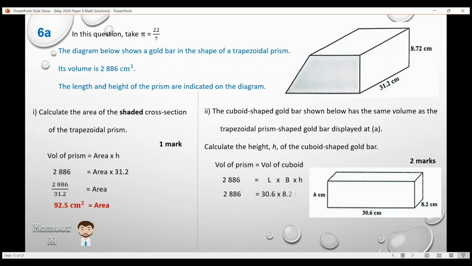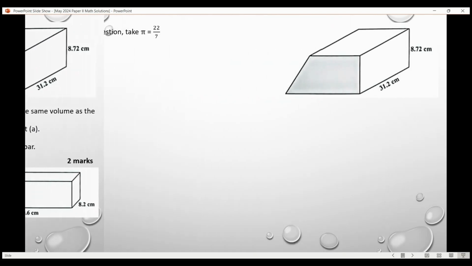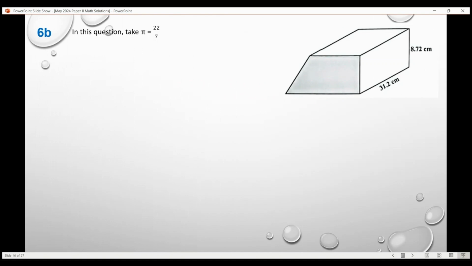So if we substitute, there's only one unknown, so we should be able to solve for that. So we could work it out, 2886 is equal to 250.92 times h. So we could carry it across, it'll divide. So our height works out to be 11.5 centimeters for the cuboid. And that way, when it's 11.5 centimeters, the volume of the cuboid is the same as the volume of the prism. Let's now move on to the other part, 6b.